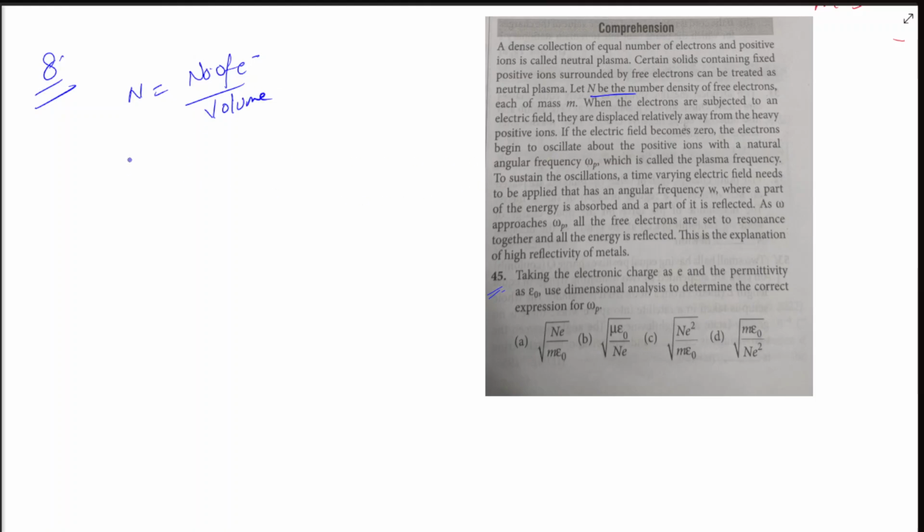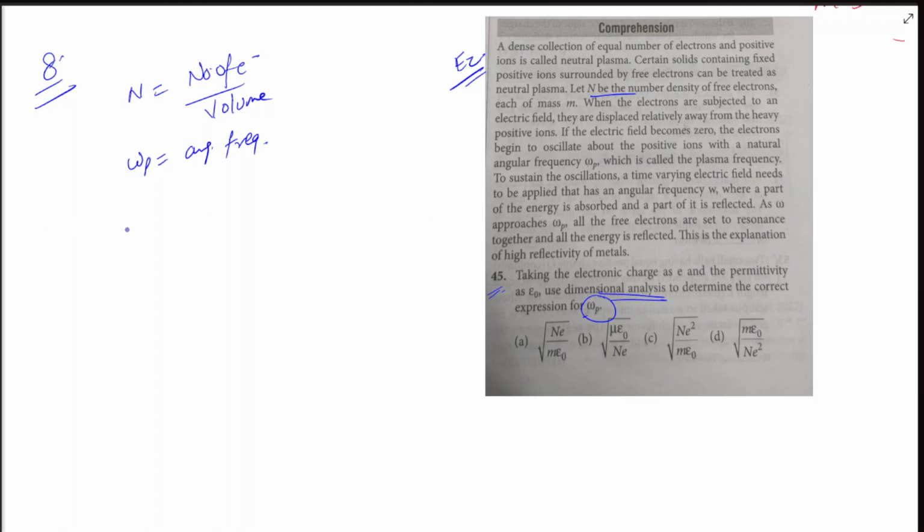Perfect. Omega p is what? Angular frequency, yes. What other thing? Epsilon naught we know is given. e is the electronic charge and m is the mass. Perfect. Now we have to find omega p using dimensional analysis. So this is actually an easy question. Given the lengthy comprehension, and this topic being out of syllabus, you will not even understand what is happening here. But don't worry, just read the questions and you will get your answer.